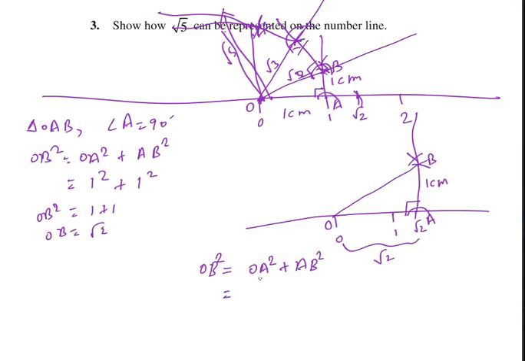What is OA square? OA is root 2, so root 2 square plus 1 square. The square and root get cancelled and it becomes 2. So 2 plus 1 becomes 3. So OB square is 3 and OB is root 3. In this way also we can represent the numbers. Likewise, let us try representing root 5 on the number line.